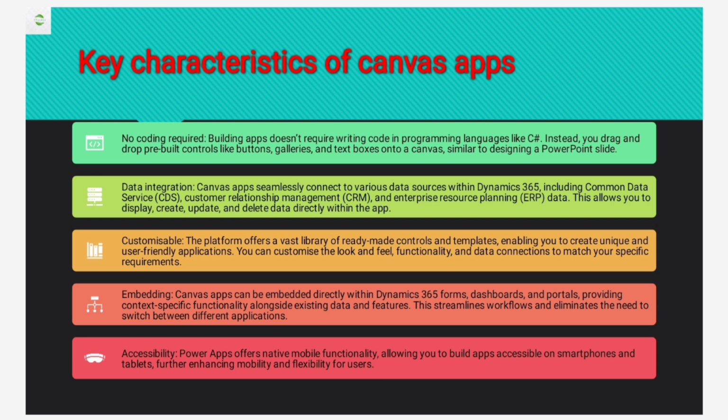So we can make any changes by adding, creating, updating, deleting within the app. The next one is customizable. In the Canvas platform, everything is readily available, so we can create any app by just drag and dropping the components. The next thing is embedding. The Canvas app can be directly embedded with forms, dashboards, and web pages within Microsoft Dynamics 365. The last one is accessibility. We can build the Canvas app for smartphones, tablets, web browsers, desktops, etc. Based on the user's flexibility and mobility, we can create our Canvas app for any one of the devices.